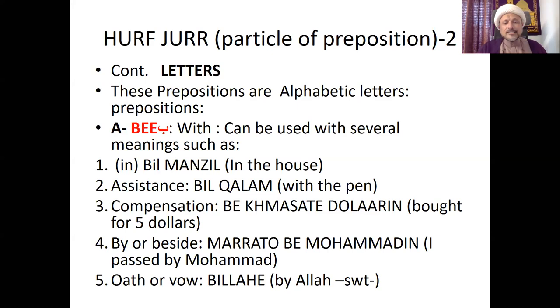Assistance, bil qalam, with the pen. Compensation, bi khamsati dolarin. I bought it for $5, so I gave $5, so I gave a compensation of $5. So, again, I purchased it with $5. That means I gave $5. So it was a compensation with. By or beside, marartu bi Muhammadin. I passed by Muhammad. Or oath, billahi, by Allah subhanahu wa ta'ala. Billahi, okay? And it is used for oath. So these are like letters. So this is A, B. Like the letter A. Because I already used numbers here, so I wanted to use A. B. What is the next harf al-jar?